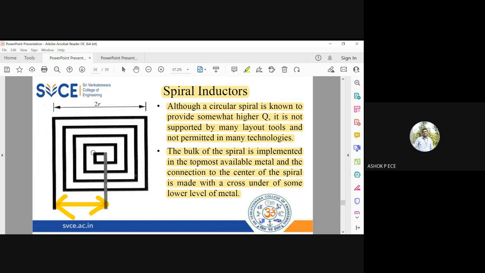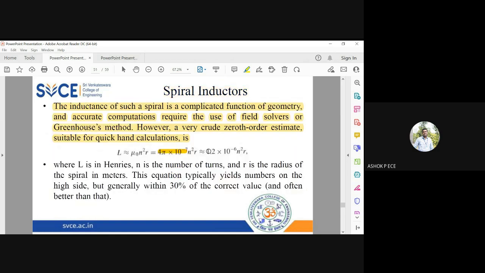It is a square spiral here, so the length and width are going to be the same, 2r. The largest length is 2r, so half of that is going to be the radius of your spiral. So that comes in the formula for inductance: 1.2 into 10 power minus 6 n square into r. This equation typically yields numbers on the higher side, within 30%. They say that this equation has a poor tolerance and it will sometimes yield higher numbers, but the actual value of L present in the circuit will be very less in numerical value.